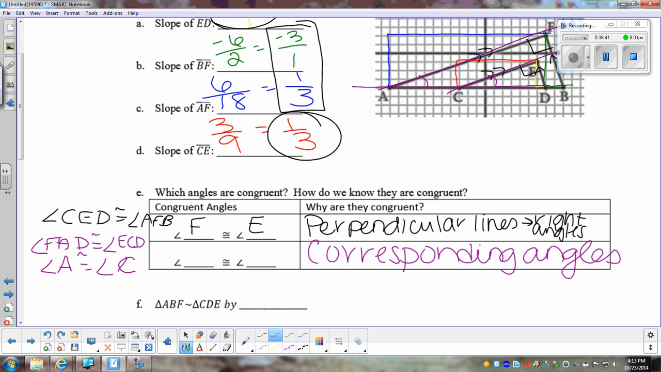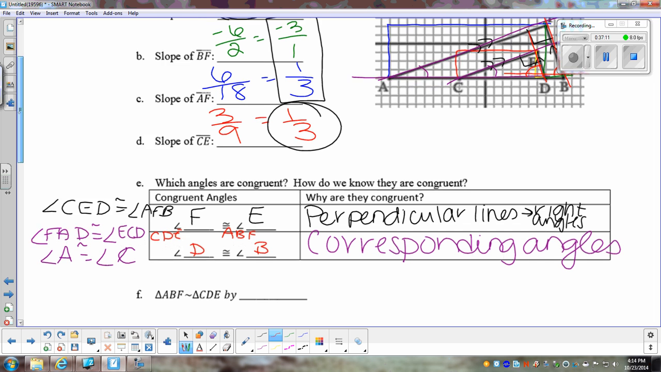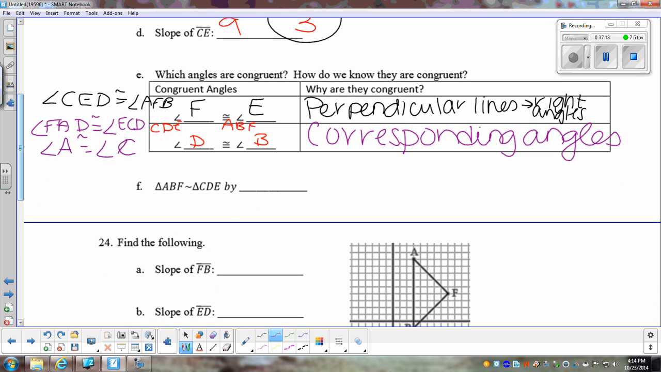Again, using the parallel lines, I also know that FB is congruent to ED, so I have some more corresponding angles. I also could have used that angle CDE or angle D is congruent to angle ABF or angle B. And again, those are corresponding angles. I don't need all three, I just need two. So you could have chosen any two of those three pairs of angles. I need two pairs. So then I know that these two triangles are similar by angle-angle similarity.